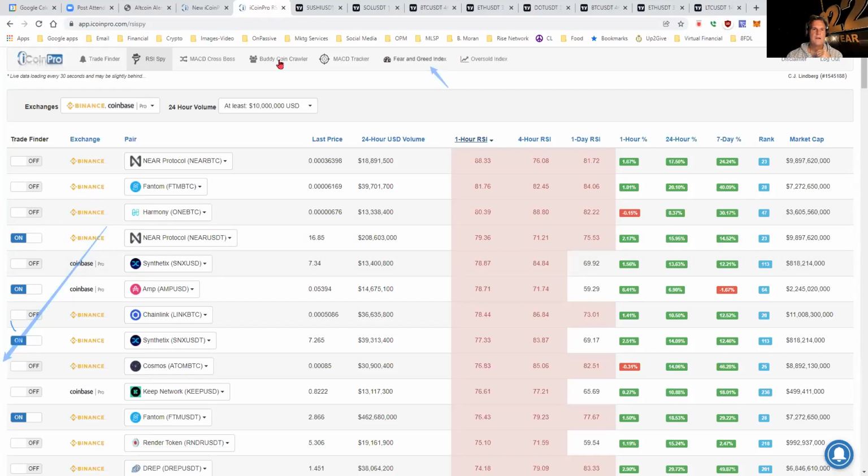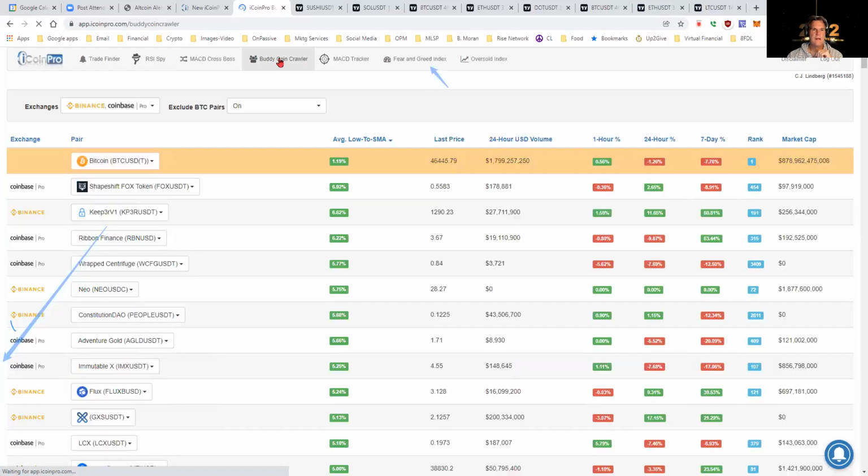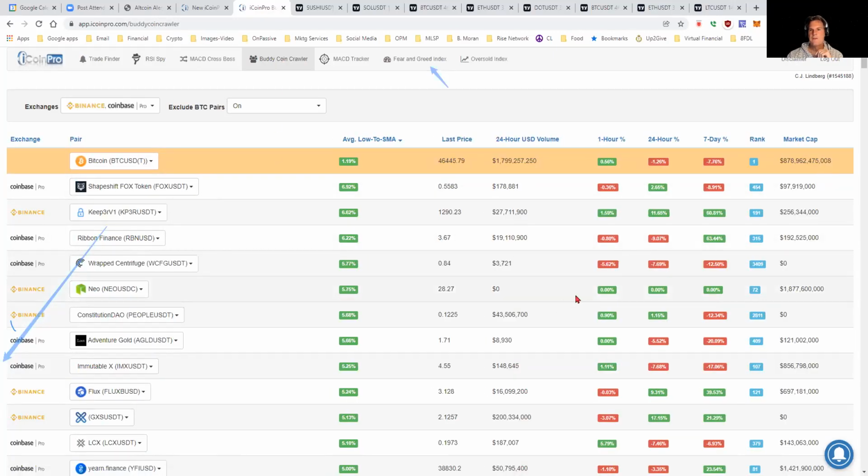So let's look at the other information source within iCoinPro that we like, and that's the Buddy Coin Crawler. I like to sort by average low to SMA. Average low is the 24-hour low of the coin, and the SMA line is that middle red line you see between the Bollinger Bands on my chart. So I'm looking for 5% or more, which shows me the coin has room to move. I'm not seeing many here. When you see 8, 9, 10%, those are better. But we don't really have much like that right now. The market's been a lot sideways today.